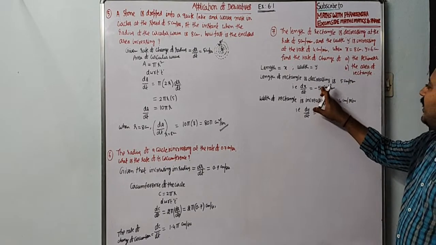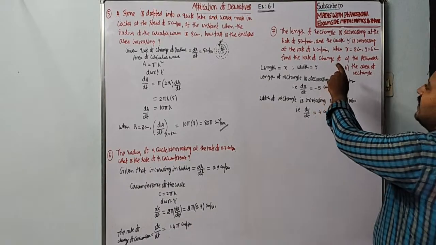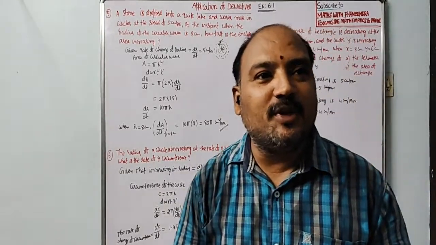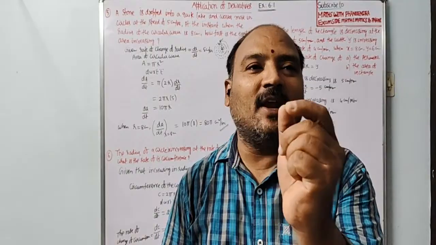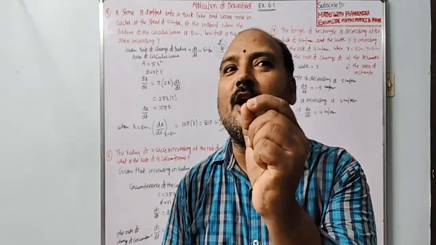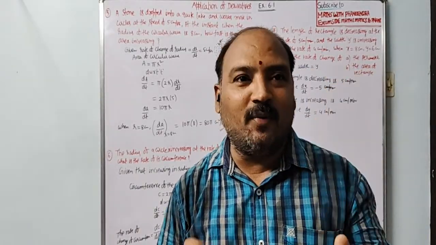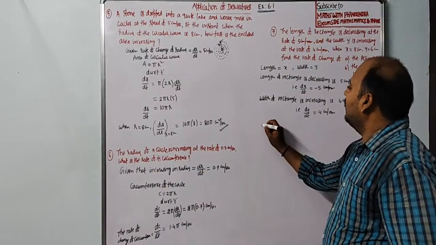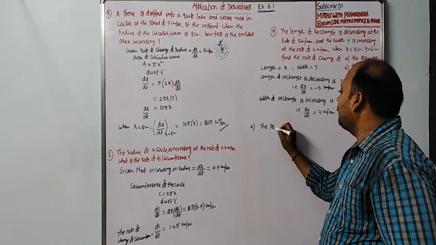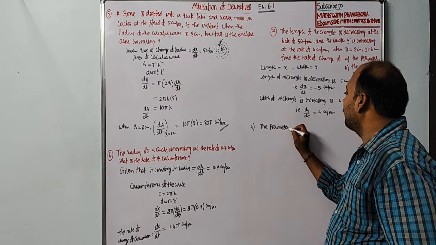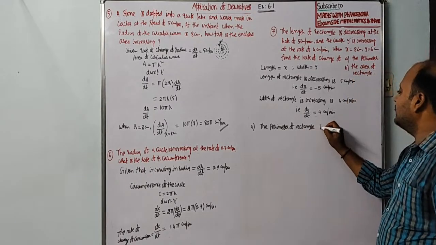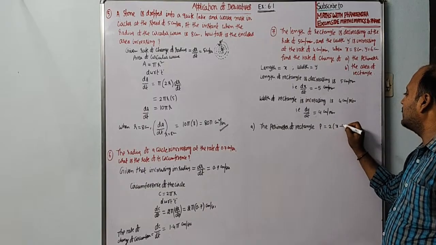Okay. After writing these steps, find the rate of change of perimeter. What is the perimeter of the rectangle? 2 into L plus B. L is the length, B is the width or breadth. So in place of L and B, what values have we taken? X and Y we have taken. So the perimeter of the rectangle, P is equal to 2 into x plus y.